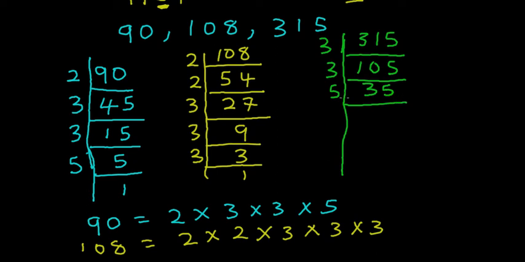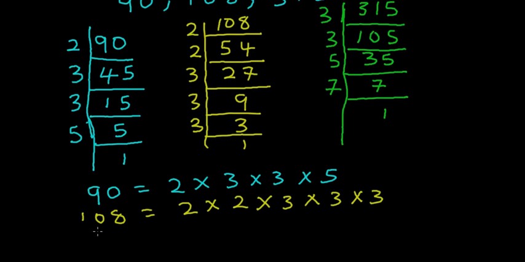Yes, 5 can go in 35. Okay, 5 in 35 we have 7. Okay, can 5 go in 7? No, because there's going to be a remainder of 2, so 7 will go in 7, so we have 1. So let's see the prime factorization for 315. For 315 it is 3 times 3 times 5 times 7.